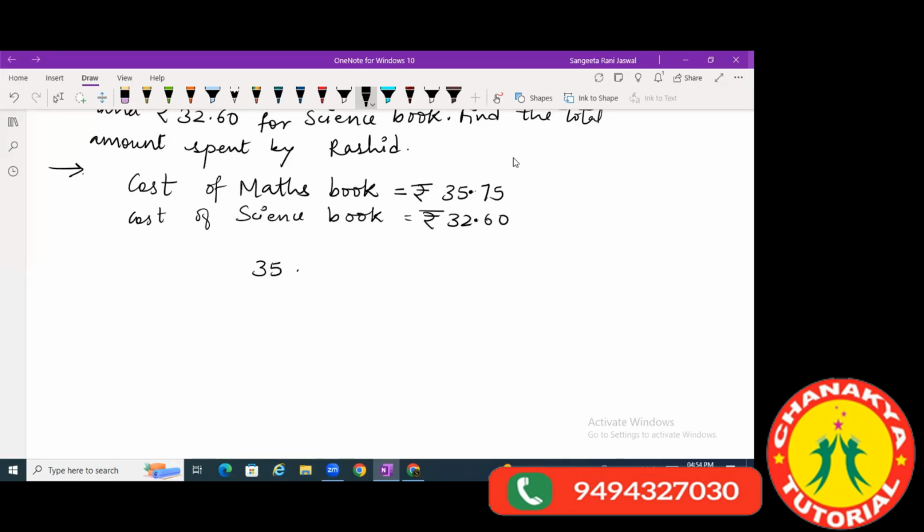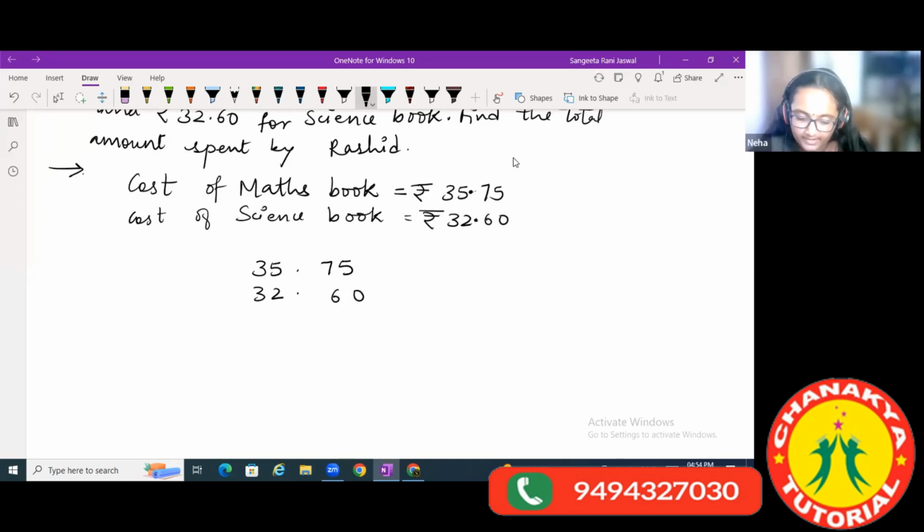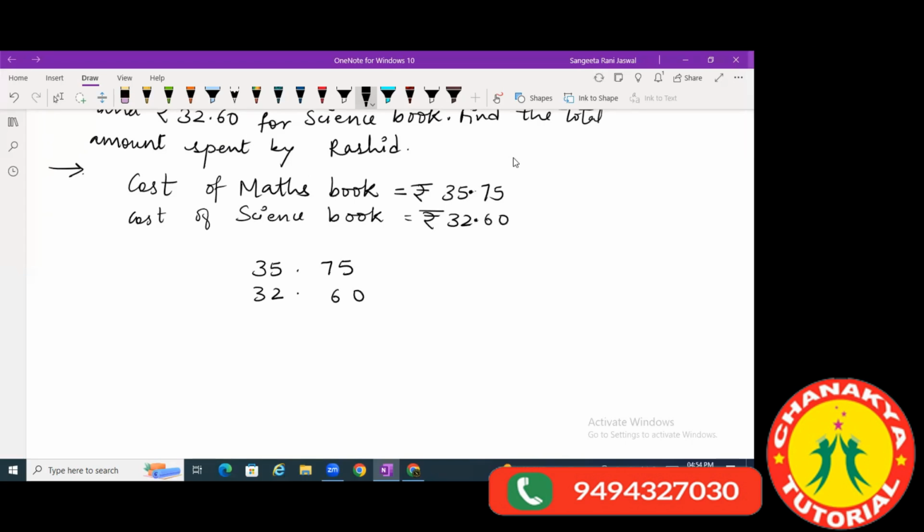So total amount will be 35 rupees 75 paise and 32 rupees 60 paise. We will add. Please, children, I have seen many children do the calculation here, but please don't do it here. Doing it like this creates a mess. Sometimes there is no space in the line. So don't do it here. You should always do the calculation below.